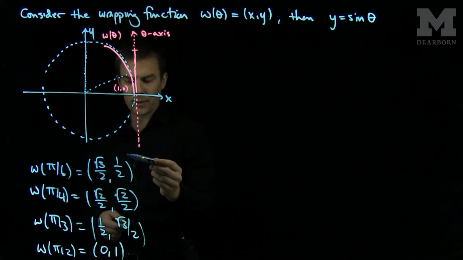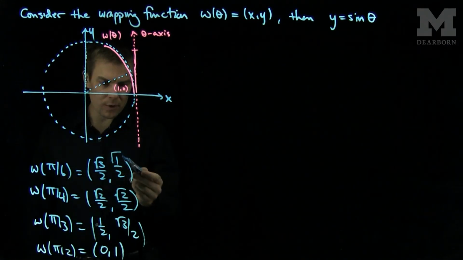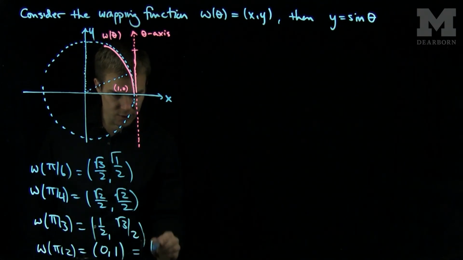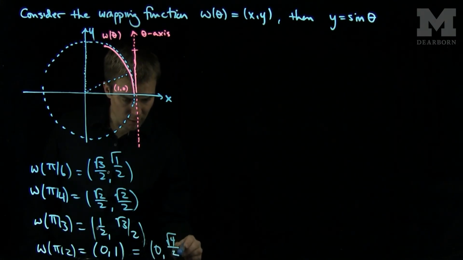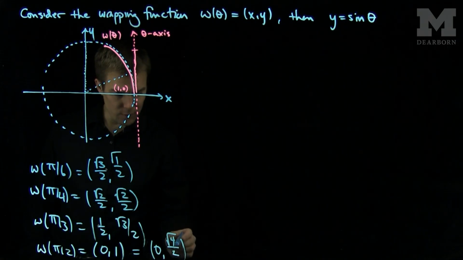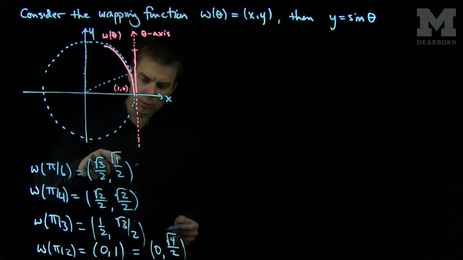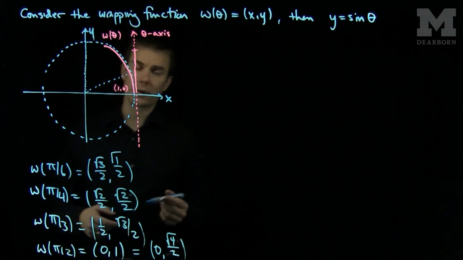root 3 over 2. Now, of course, 1 is also the same thing as the square root of 1. So I have the square root of 1, the square root of 2, the square root of 3. And I can write 1 in a sort of strange way as the square root of 4 over 2, because the square root of 4 is 2, and 2 divided by 2 is 1. So I have 0, root 1 over 2, root 2 over 2, root 3 over 2, root 4 over 2 in the first quadrant.